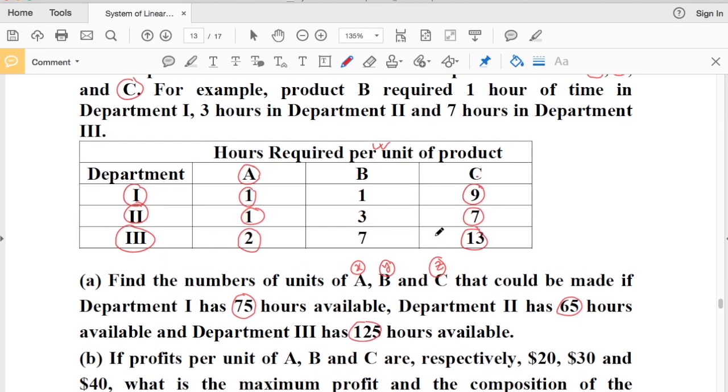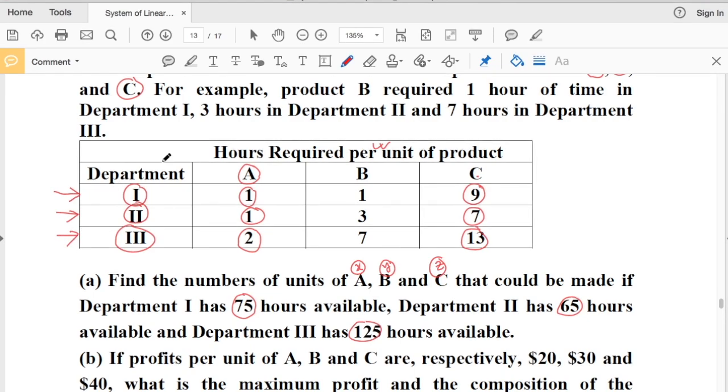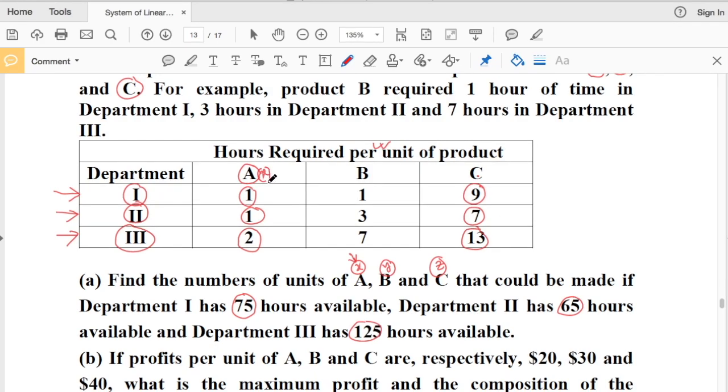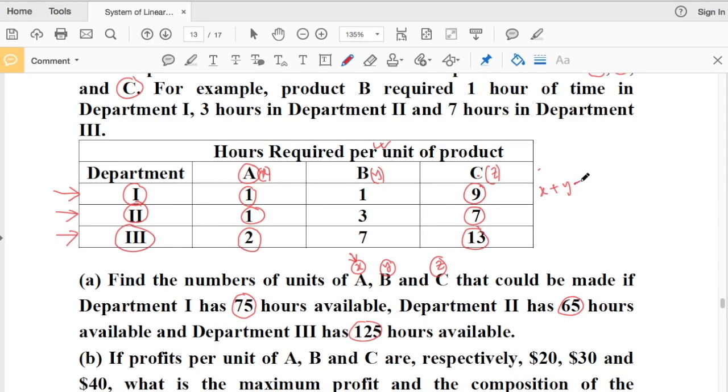So what will be the corresponding linear system? We need to create the first equation using the first row, the second equation using the data given in the second row for department 2, and the third row is for department 3. So the first equation will be: for 1 unit, department 1 needs 1 hour. Therefore, for X units, department 1 needs X hours. For Y units, department 1 needs Y hours, and for Z units, department 1 needs 9Z hours. Therefore, the first equation will be X plus Y plus 9Z equal, and department 1 has 75 hours available. So this equals 75.